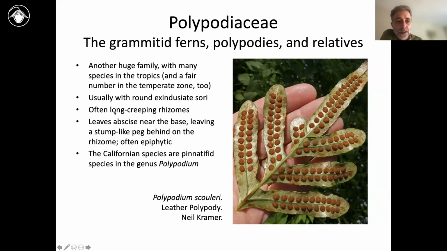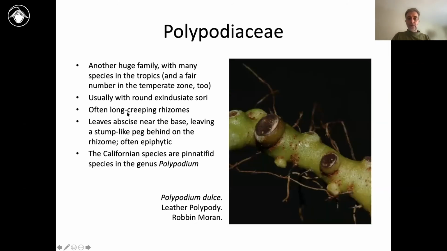In addition, they often have long creeping rhizomes. So here's a picture of one of those rhizomes. On the rhizome are these stump-like pegs that are left over when the leaves abscise, which is actually where they get their name from. Polypodiaceae means many feet, and these were thought to resemble feet or something. So you can recognize Polypodiaceae also by the rhizomes. You don't even need to see their leaves.